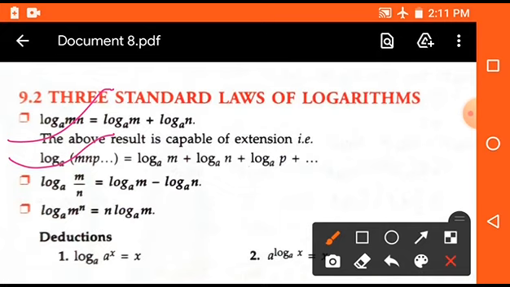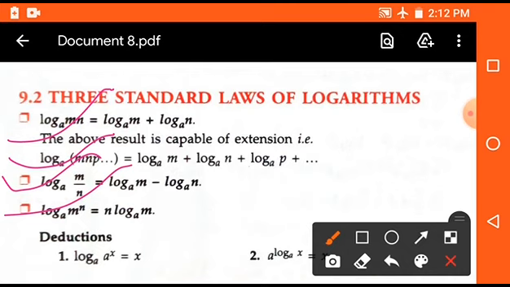Next formula is log m by n base a is equal to log m base a minus log n base a. And the next formula is log m to the power n base a is equal to n log m base a. So these are the important formulas by which we can solve most of the questions related to this chapter. Now there are two other important formulas.